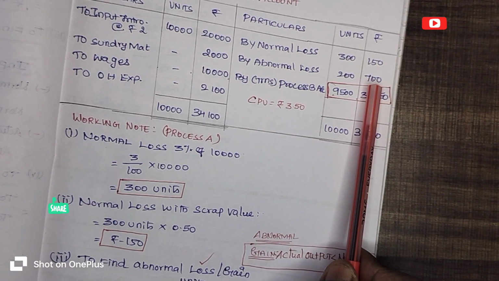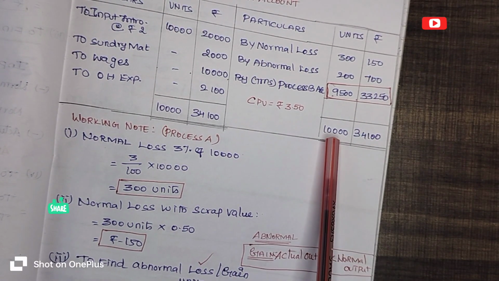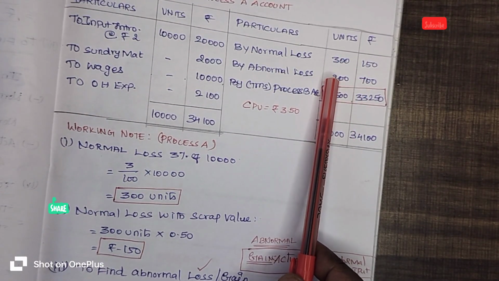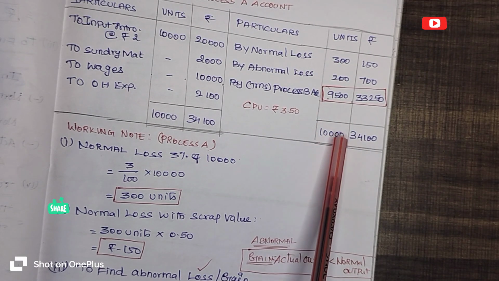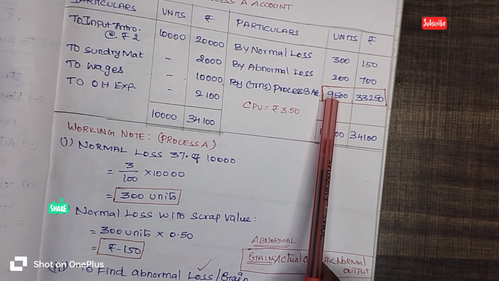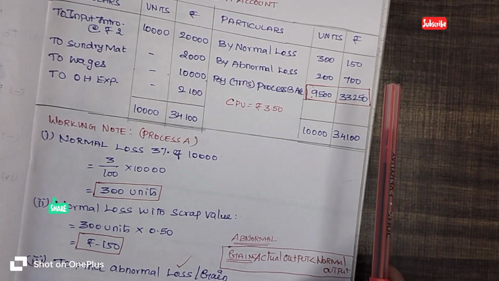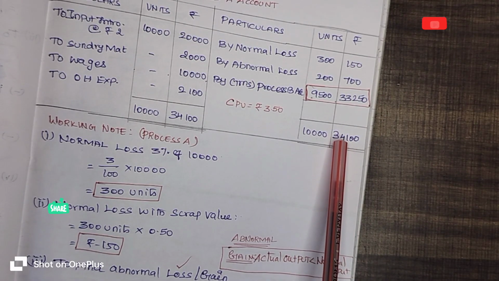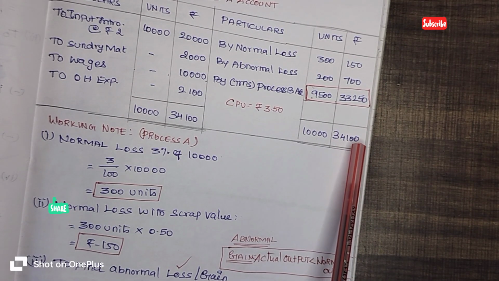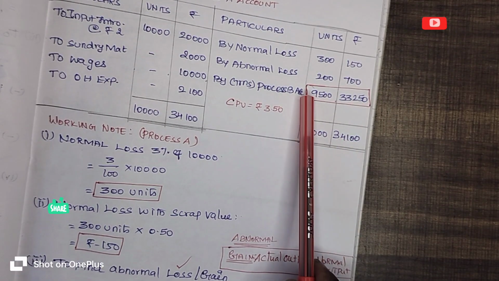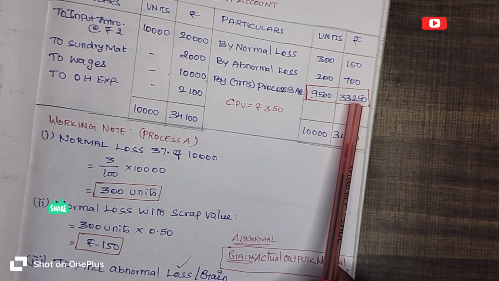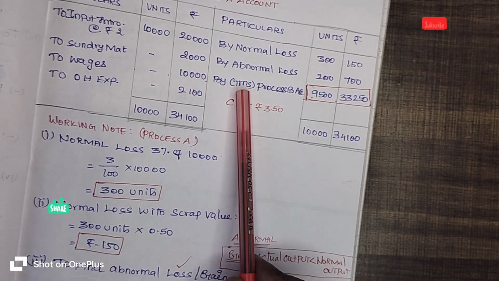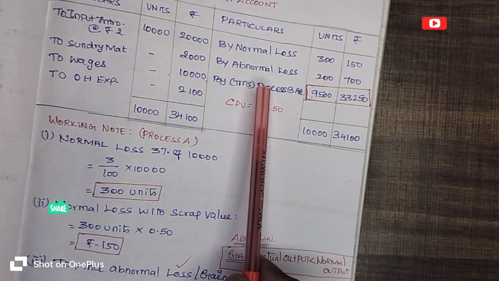Then we need to find out the output. How can you find the output? Listen, 300 plus 200 gives 500 units. These 500 units need to be subtracted from the total input units 10,000, and you will get 9,500. Similarly, 150 plus 700 is 850 rupees. That 850 rupees is subtracted from the total cost 34,100, and you get 33,250 rupees. This output value and the net cost are entered as by process B account.